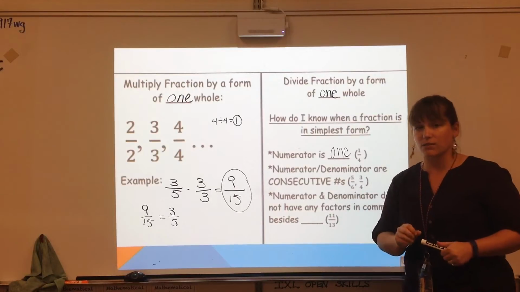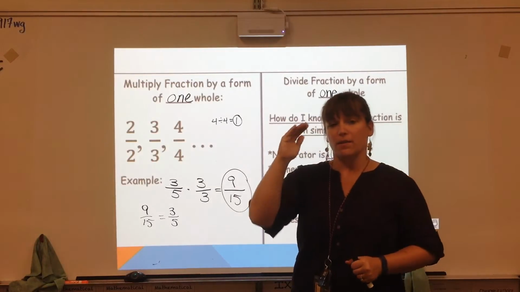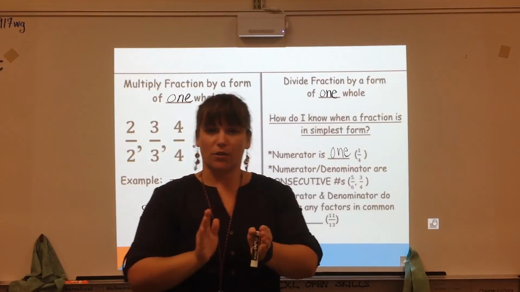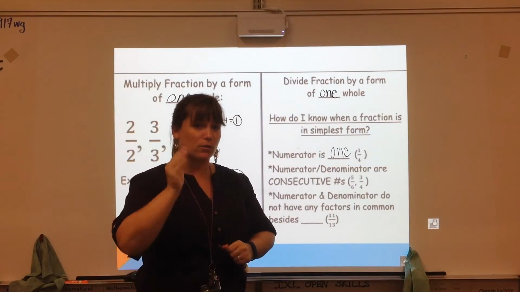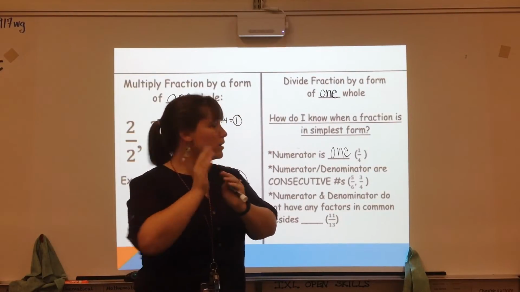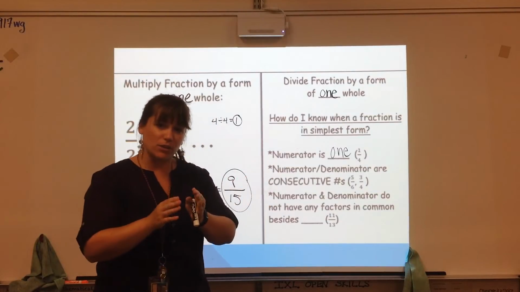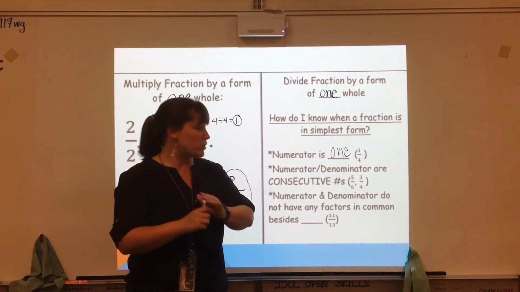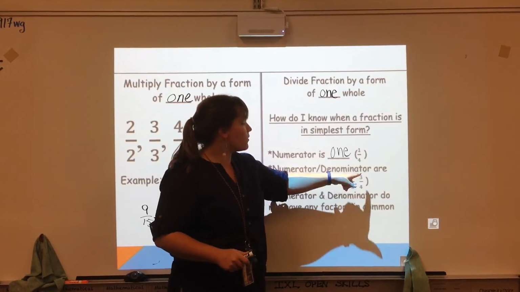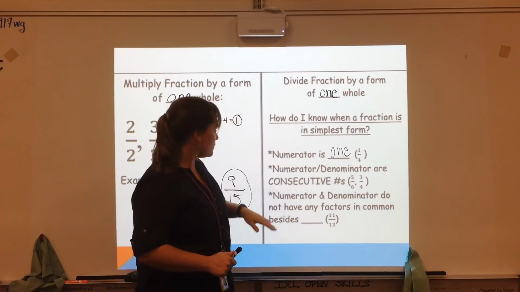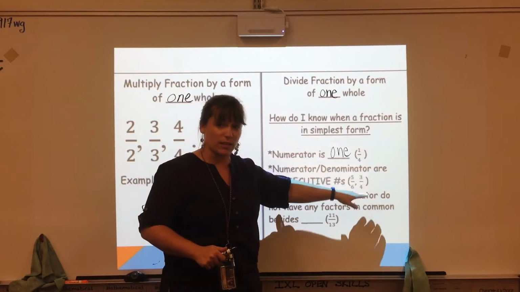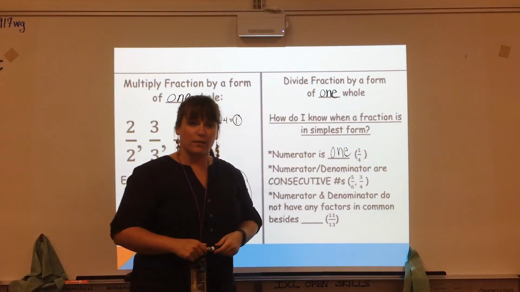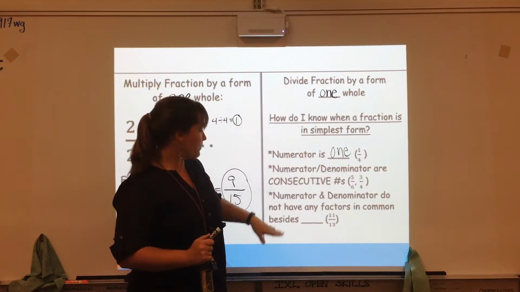Now, consecutive numbers mean that the numbers are one right after another when they are on a number line. So 5 and 6 are right next to each other, 7 and 8 are right next to each other, 3 and 4 are right next to each other. So you can see 5/6, 3/4, same idea. Once you have a fraction like that, you know that fraction is in simplest form.